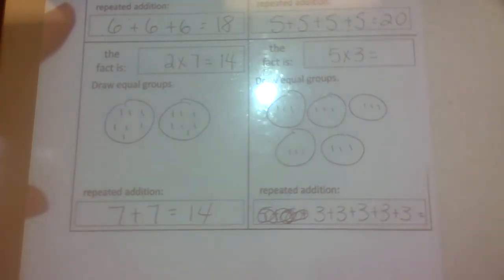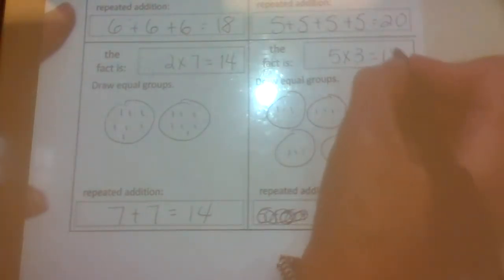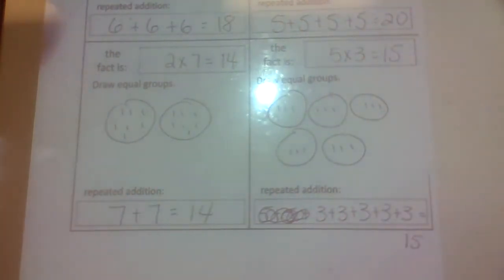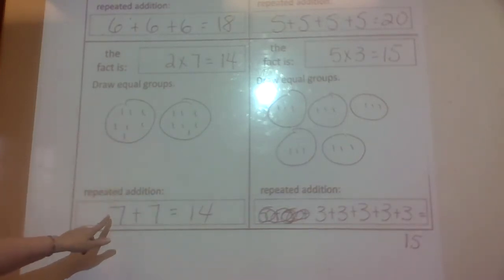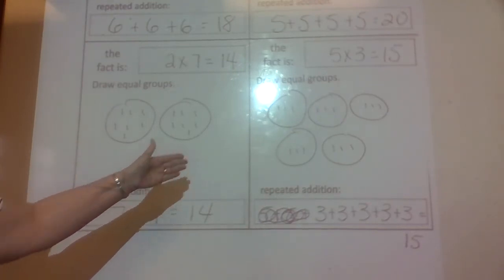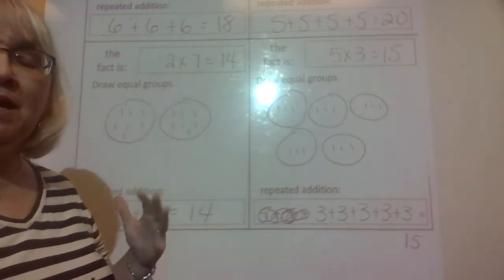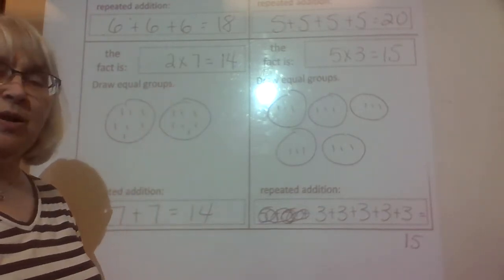I got it. All right, so now we just count by 3s. 3, 6, 9, 12, 15. And then that means 5 times 3 equals 15. Okay, boys and girls, these are the 2 models that we've learned this week. Equal groups, repeated addition. Both of these show us multiplication. Remember, multiplication is just a quick, easy way to do addition.